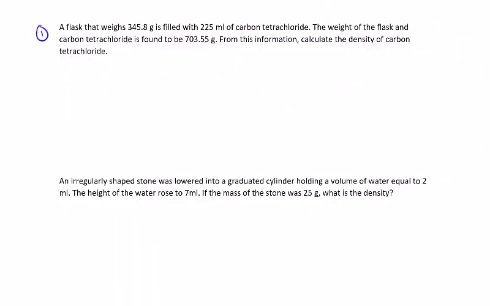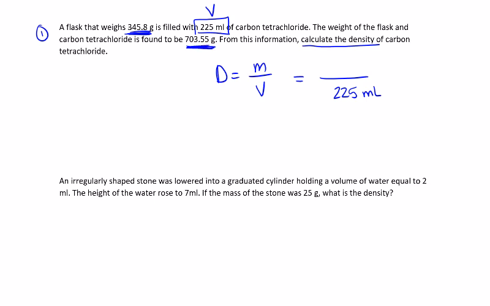A flask that weighs 345.8 grams is filled with 225 milliliters of carbon tetrachloride. The weight of the flask and carbon tetrachloride is found to be 703.55 grams. From this information, calculate the density of carbon tetrachloride. So this says calculate the density, so we're using D equals M over V. So I know that this is a volume because I have units of milliliters. So there's my denominator.